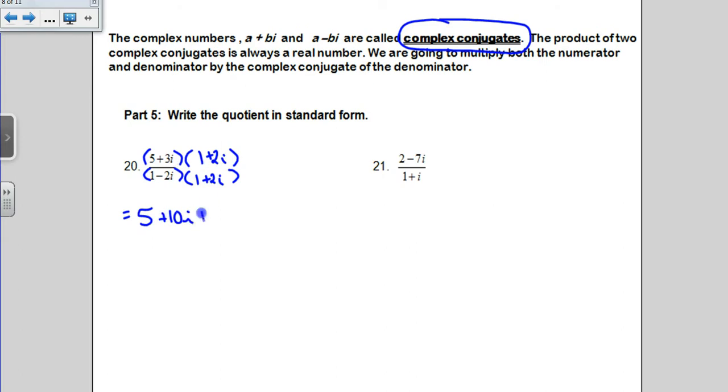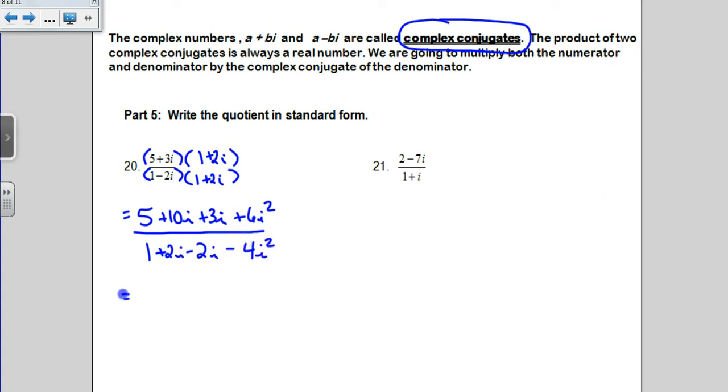3i times 1 is a plus 3i. And then 3i times 2i is a plus 6i squared. So that's just the numerator, and we still have some simplifying to do, so hang on to your horsies. Now in the denominator, because these are conjugates, the middle terms are going to cancel out when we FOIL. So 1, and then if you wanted to write down the plus 2i and the minus 2i, that's fine, but these are always going to cancel out in the middle. And then you still have a minus 4i squared.